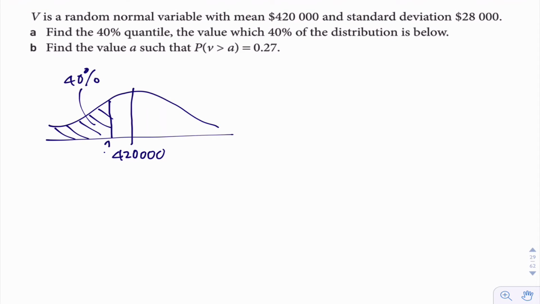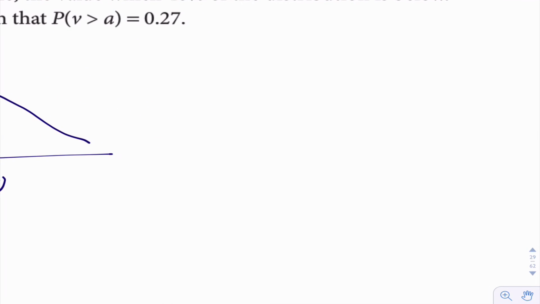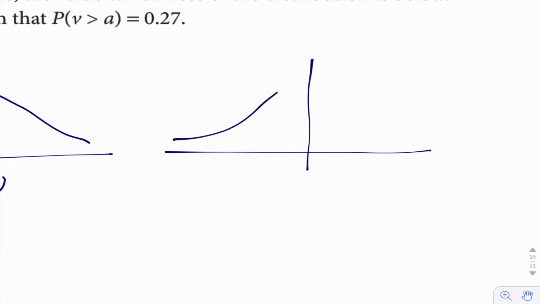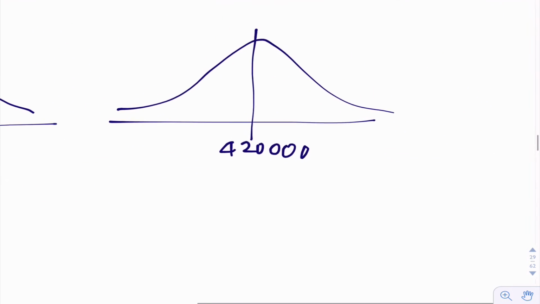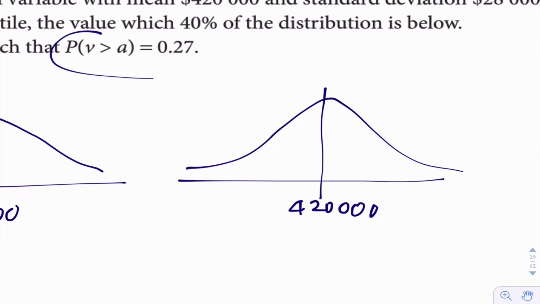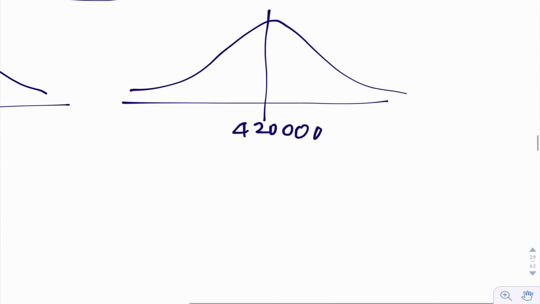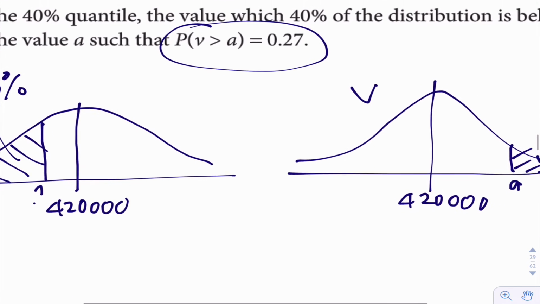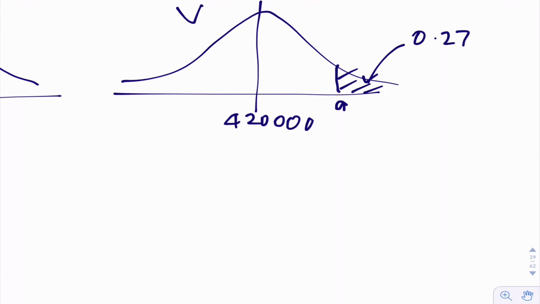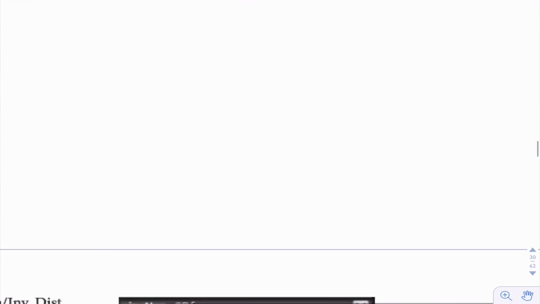Second question: the value of A is such that the probability V is greater than A is 0.27. Let's draw it out. 420,000 here in the middle. The probability V is greater than this value is 0.27. So you can tell from this statement that it's going to be to the right of the mean. That area there is 0.27 or 27%, and that is the value we're trying to find. This is the random variable V, so that's the value of A. You can see clearly from the diagram that A is bigger than 420,000.